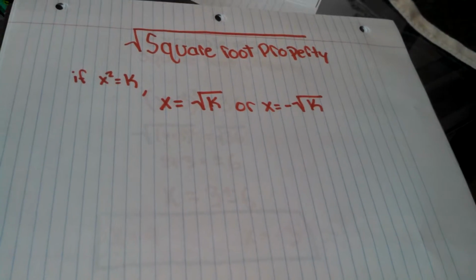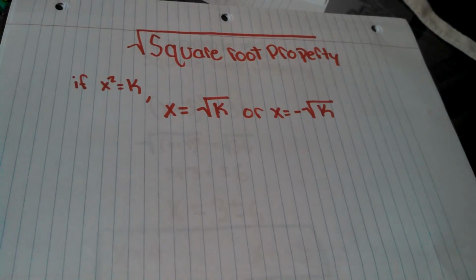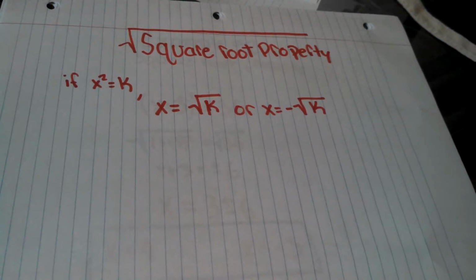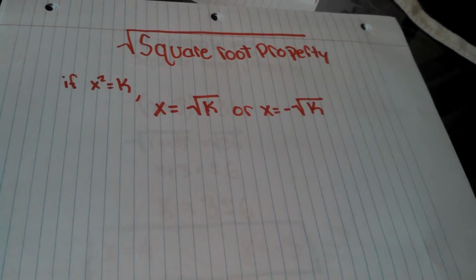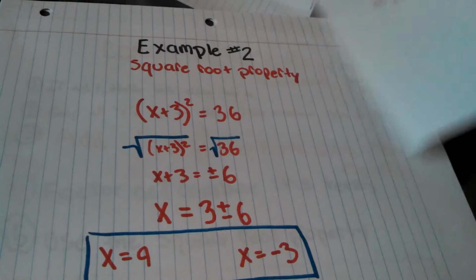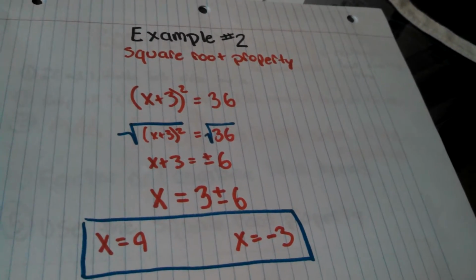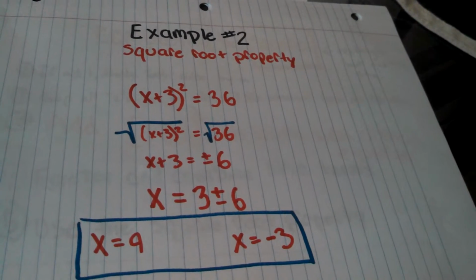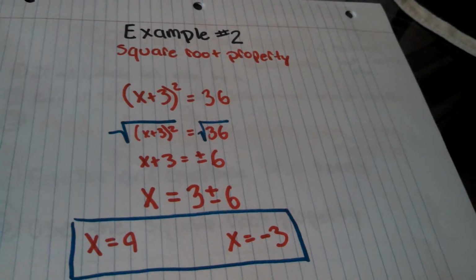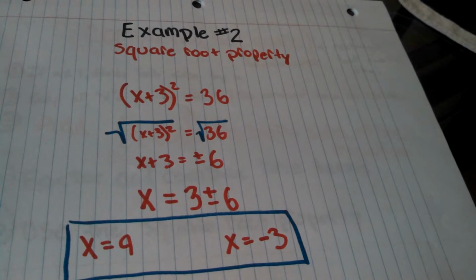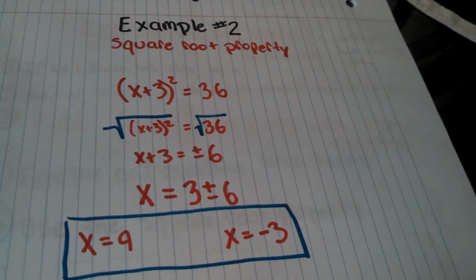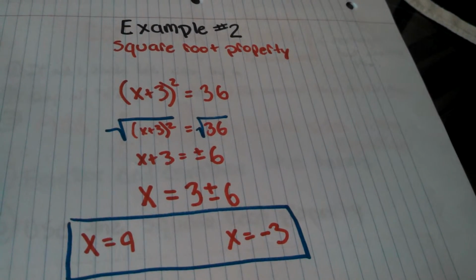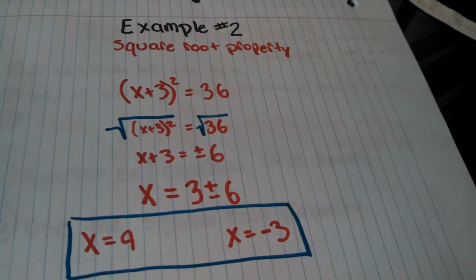The square root property states that if x squared equals k, then x equals the square root of k, or x equals the negative square root of k. In this example, x plus 3 squared equals 36. You simply square root both sides, resulting in x plus 3 equals plus or minus 6. Then you subtract the 3 and simplify, getting x equals 9 and x equals negative 3.